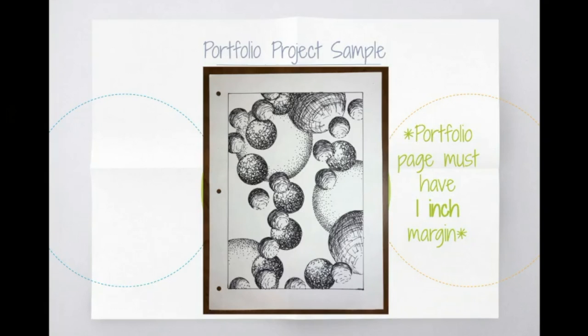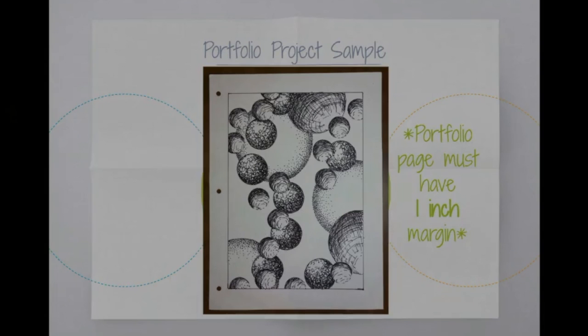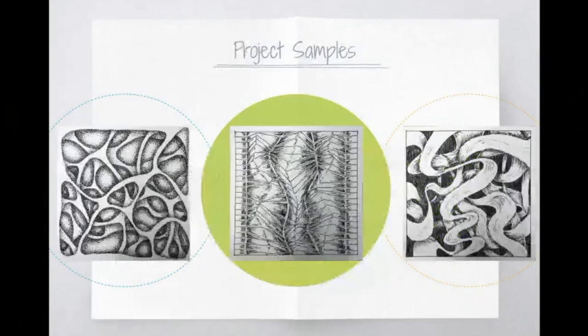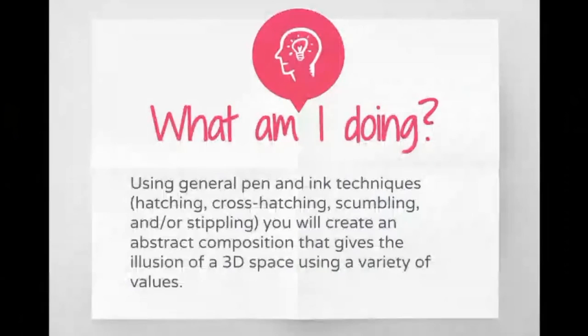Here are some examples of past projects that used a different size template of paper, but still went along the same method of showing a range of values with our techniques. So you are going to use your general pen and ink techniques that we've been talking about, hatching, cross-hatching, scumbling, and/or stippling, to create an abstract composition that gives the illusion of a 3D space using a variety of values.